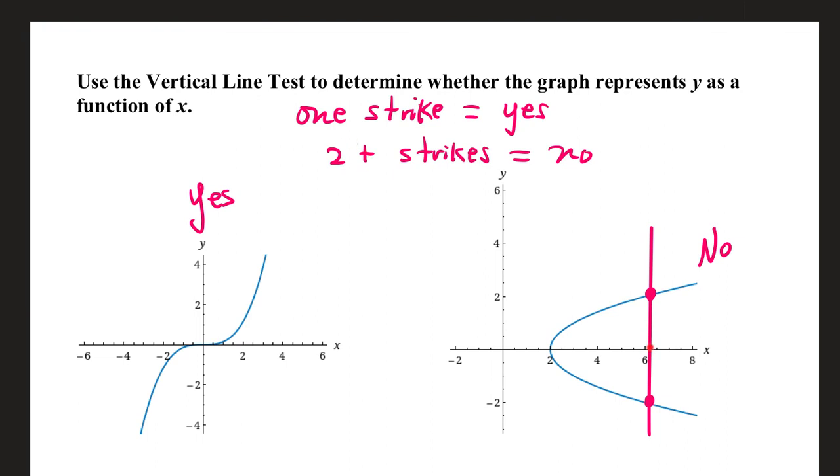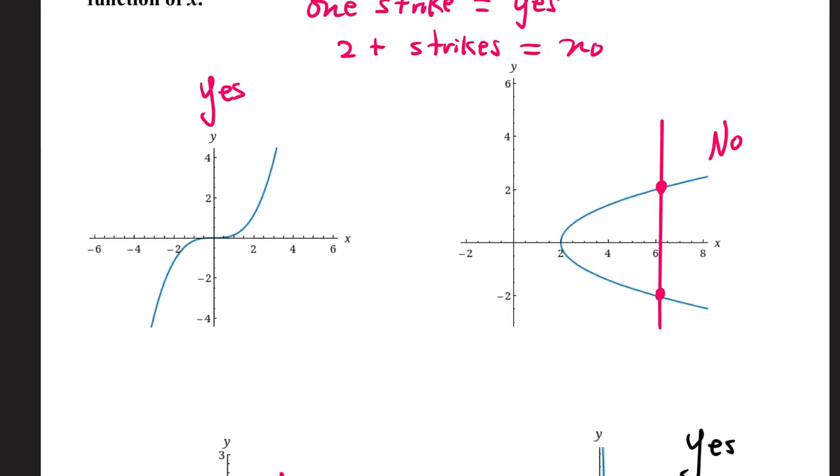For example, if x is 6, on this particular graph, you have a y value of approximately 2, and also a y value of -2. Now, in order to be a function, a unique x can't produce 2 or more different y's. So that is a visual violation of what a function means. Two or more strikes is not a function. Only one strike, yes. So just remember that as complicated baseball. One strike's okay, two or more strikes is not.